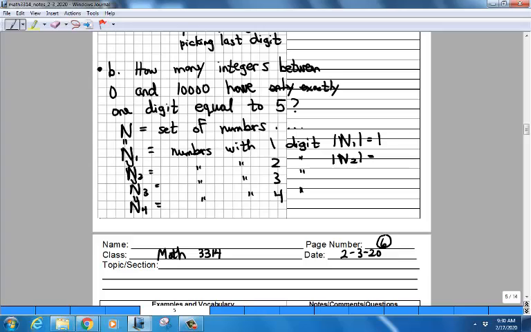So my first choice, if I'm doing this algorithmically, would be what? Pick a place to put a 5. And so how many choices do we have there? 2. Yes, so there's 2 possibilities for where you're going to put the 5. And then once you've done the 5, what's your second choice? Fill in the other space with integers that are not 5.